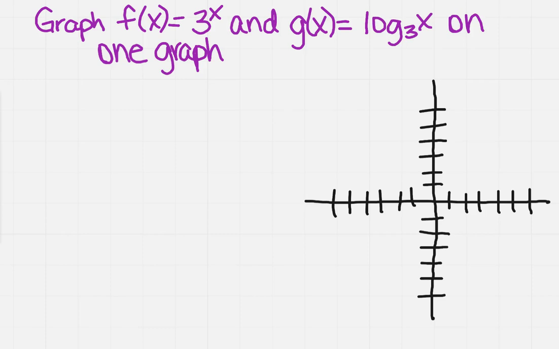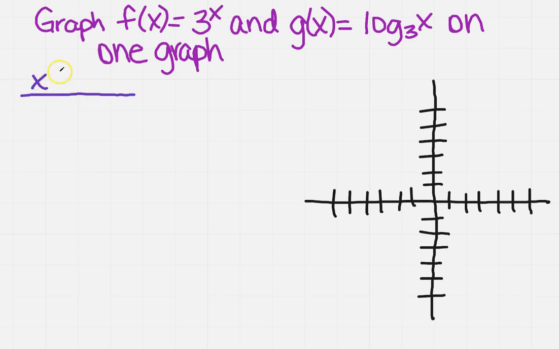So we want to graph f of x and g of x on the same graph. So exactly how are we going to do that, and what relations have we already learned about these two functions? Well, let's start out with first getting the points for f of x equals 3 to the x power. In order to do that, I do need to set up a t-table.